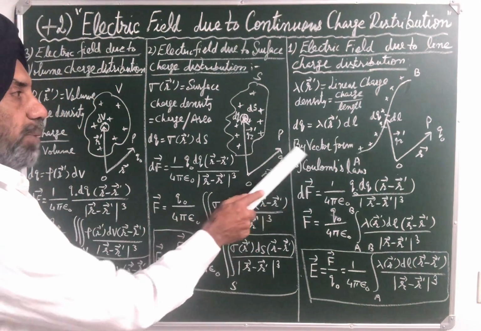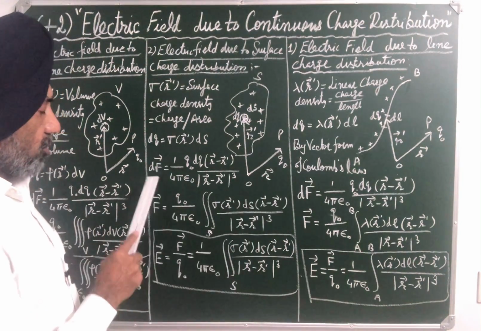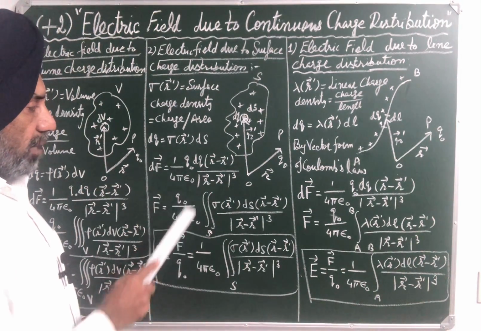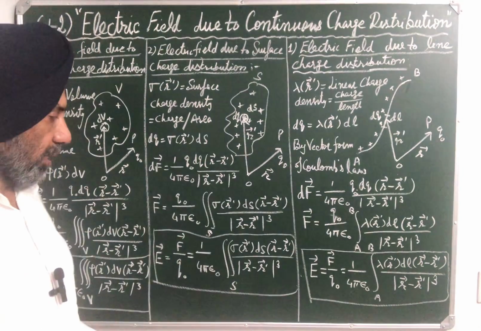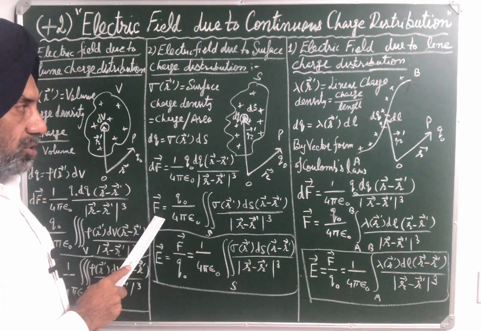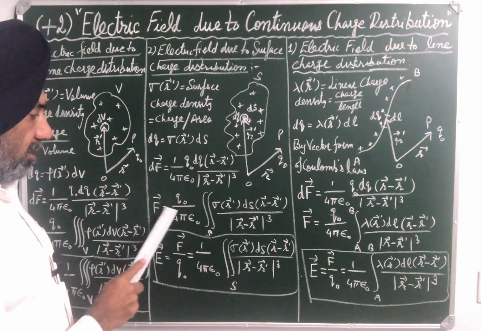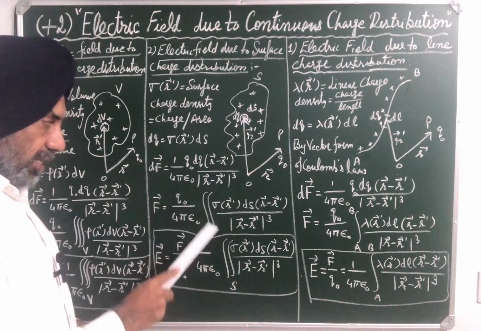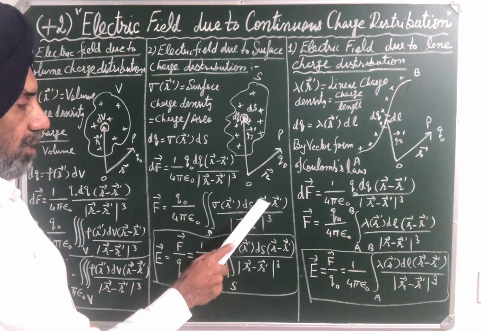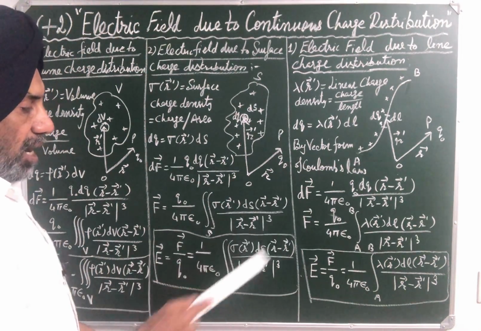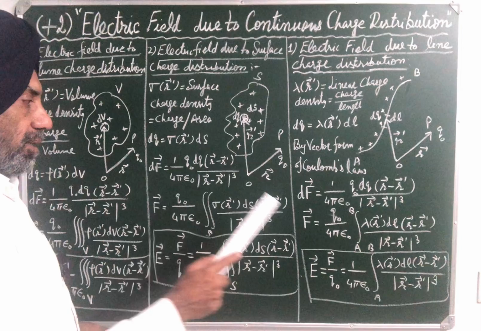Then similar steps, by Coulomb's law in vector form, dF vector is equal to 1 upon 4 pi epsilon naught, q naught dq (r minus r dash) upon mod of (r minus r dash) cubed. Same. Total force due to the whole surface charge distribution S is given by F vector is equal to q naught upon 4 pi epsilon naught, surface integral over the entire surface S, sigma r dash ds into (r minus r dash) upon mod of (r vector minus r dash vector) cubed. This is the vector form of Coulomb's law.